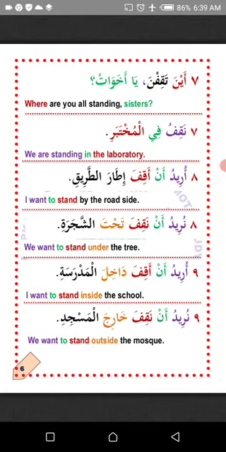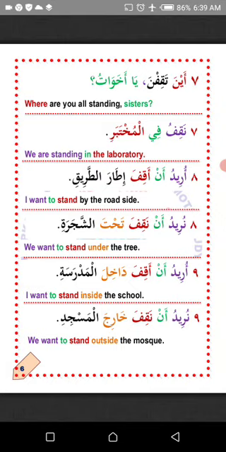Remember that an is an agent of fataha. So its grammatical duty is to mark the last letter of any fi'l al-mudari appearing after it, as we have it in an aqifa. An aqifa, to stand. أريد أن أذهب. أريد أن أجلس. أريد أن أكتب. The same principle is applicable.